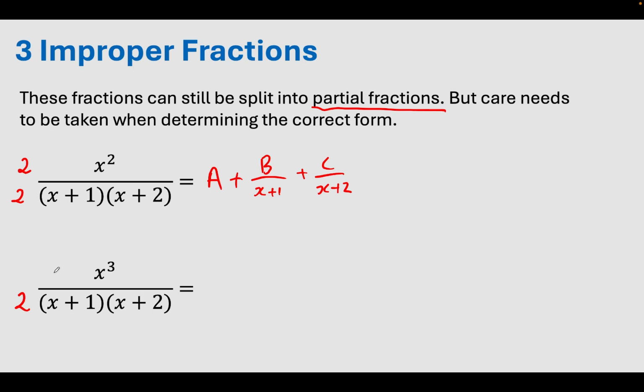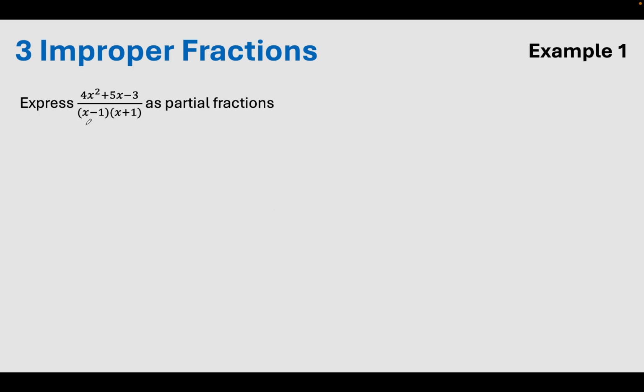Okay, now in the second example, I have 3 and 2. So if I divide a cubic by a quadratic, I should be left with a linear term. So ax plus b plus c over x plus 1 plus d over x plus 2. Alright, let's try some examples. So example 1.